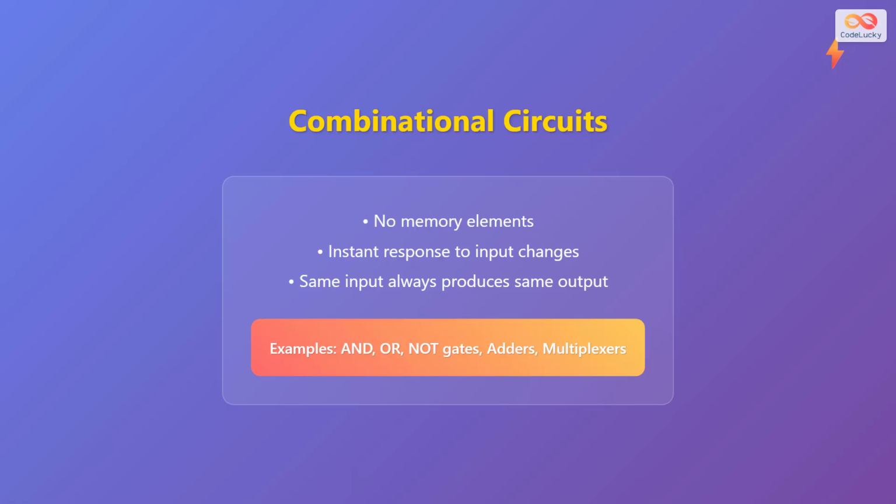Let's delve into the characteristics of combinational circuits. Combinational circuits do not have memory elements. They provide an instant response to input changes, meaning the output changes almost immediately when the input changes. Also, for the same input, a combinational circuit will always produce the same output. Examples of combinational circuits include AND gates, OR gates, NOT gates, adders, and multiplexers.